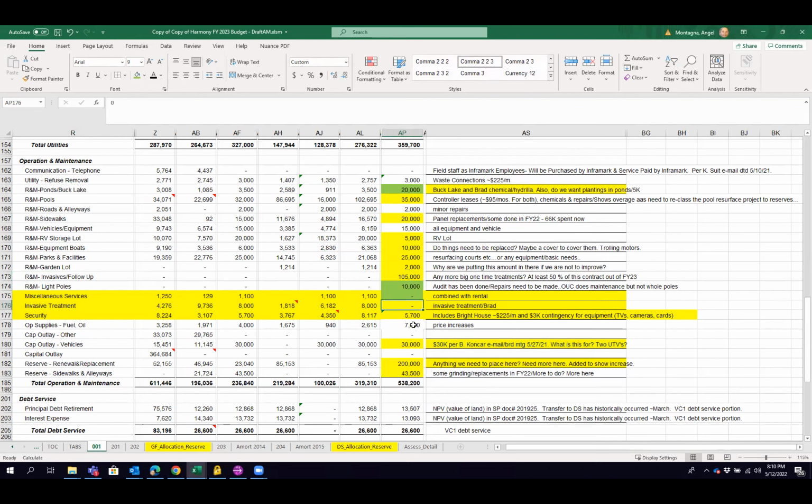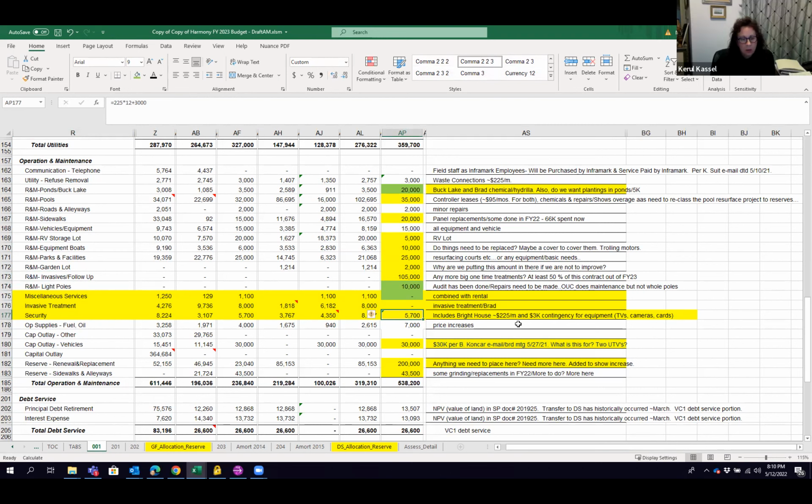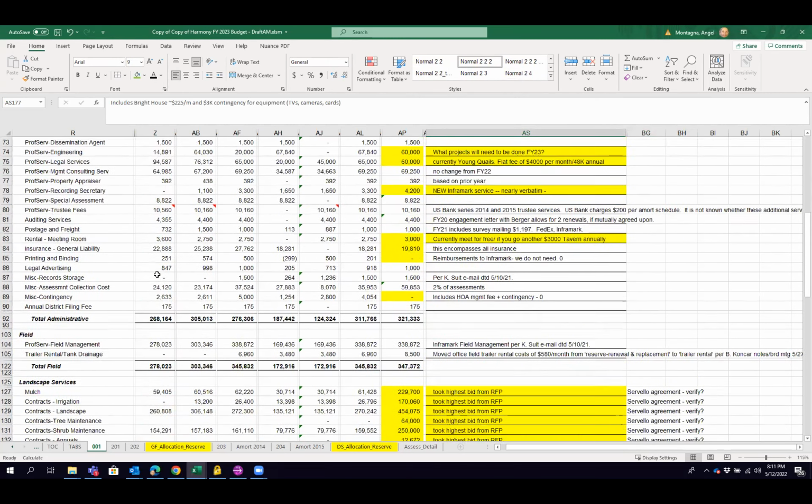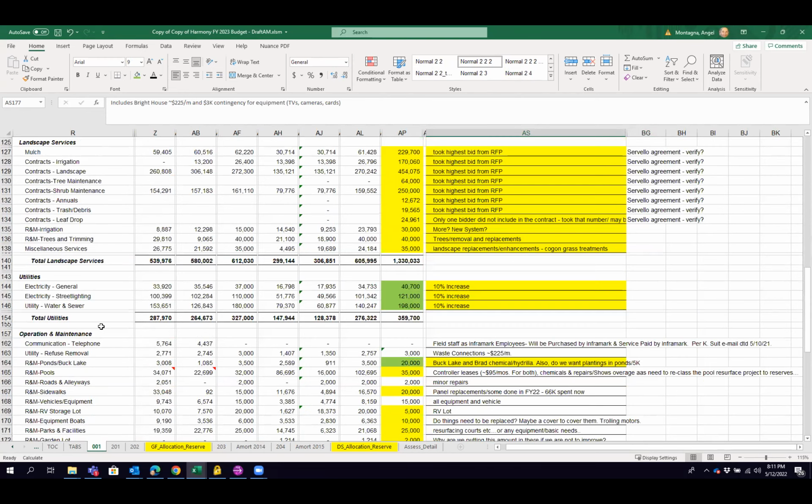Security, 5,700. This includes your Bride House at $225 a month, and you also had a $3,000 contingency for equipment, TVs, cameras, any of that stuff that you wanted. I don't know if that has been done, or we're waiting to do it, or you want to drop this number. Isn't that for cards and stuff? Yes, cards, cameras, TV, and equipment was your contingency. We had cards up above. No, that's income, that's revenue. Oh, I'm sorry. Never mind.